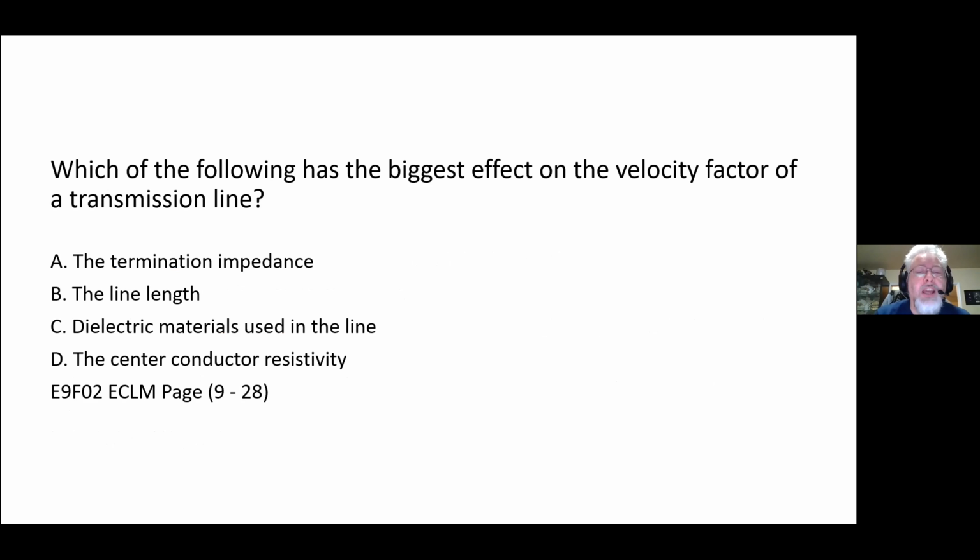Which of the following has the biggest effect on the velocity factor of a transmission line? A, the termination impedance. B, the line length. C, the dielectric materials used in the line. Or D, the center conductor resistivity. Charlie. Charlie is correct. The dielectric materials used in the line.